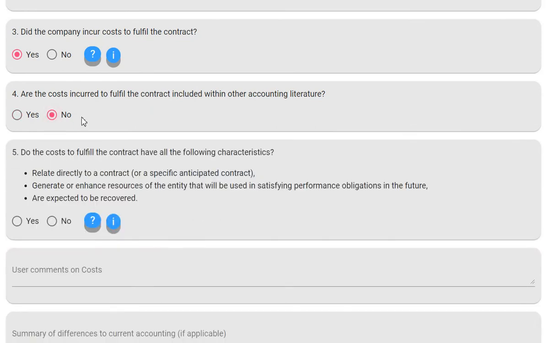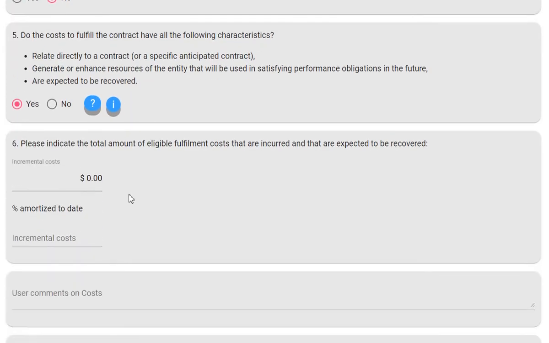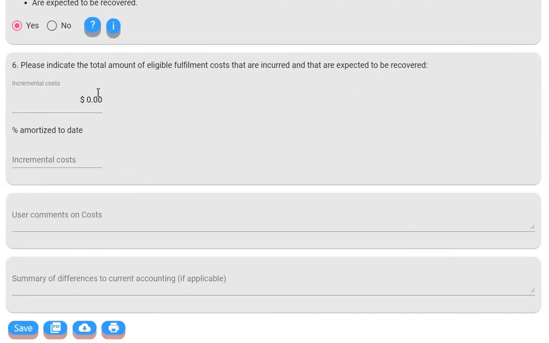If you say no, though, you're asked if these fulfillment costs relate directly to a contract or a specified contract, if they generate or enhance resources of the entity that will be used in satisfying performance obligations in the future, and if they are expected to be recovered. If you answer yes to those, now you're taken to, similar to what we saw with acquisition costs, how much were those costs? Let's just say they're $50,000, because these will be capitalized. And if you're using this analysis to actually calculate your revenue, you're also going to be asked how much will be amortized to date. If it's analysis only, this section here will not appear.